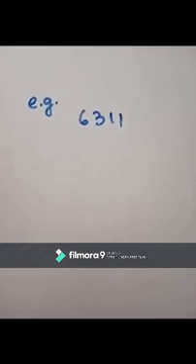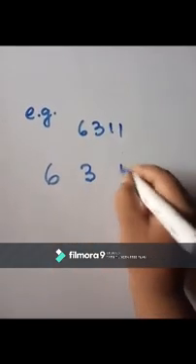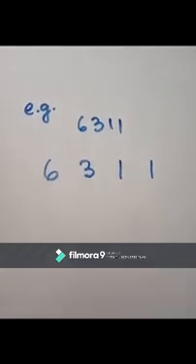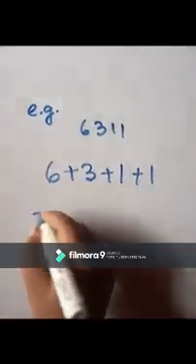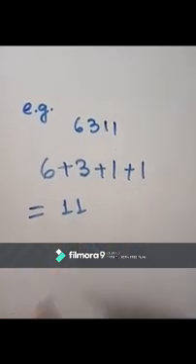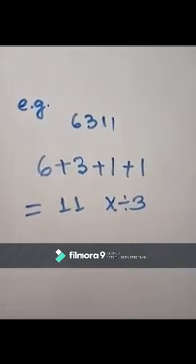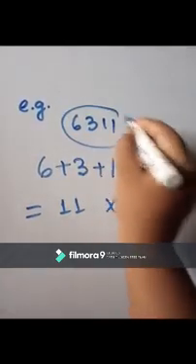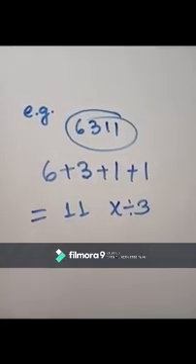Now let's take another example. 6311. In this number the digits are 6, 3, 1 and 1. Now if you add them, the answer will be 11. Now 11 is not divisible by 3. Hence 6311 will not be divisible by 3.